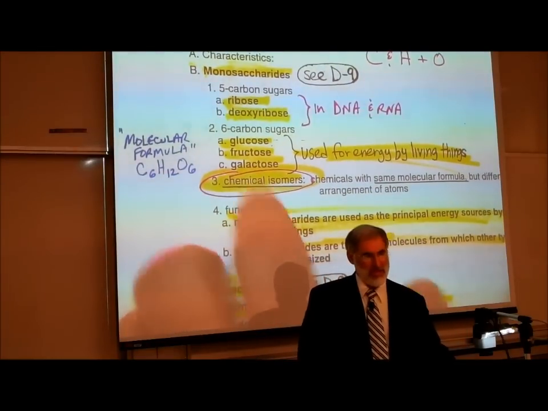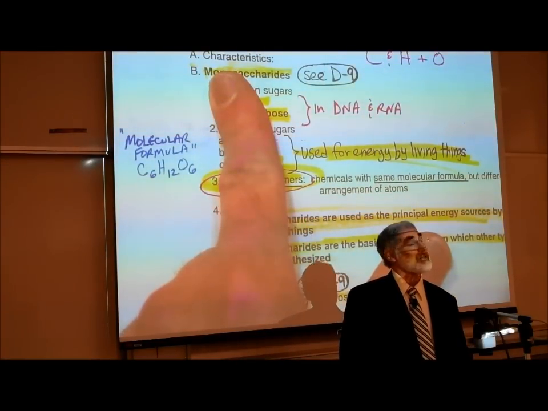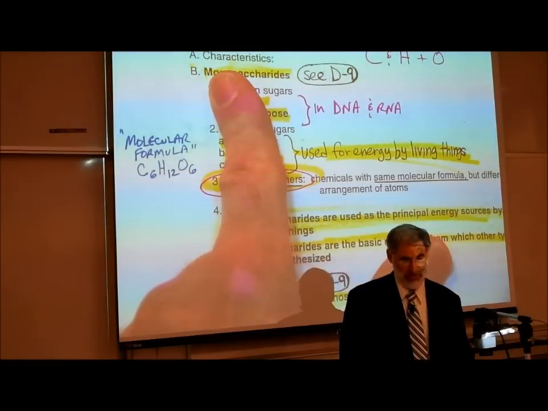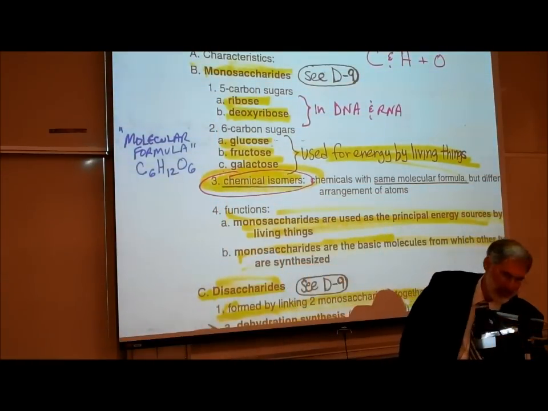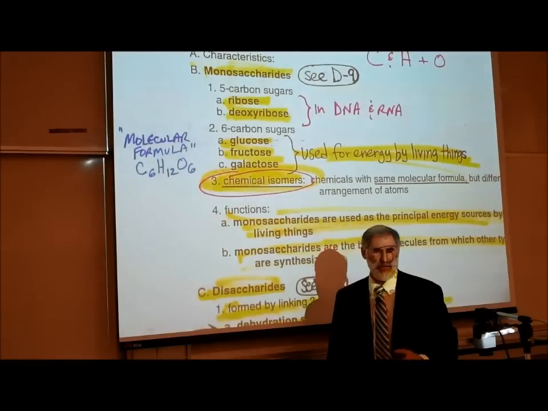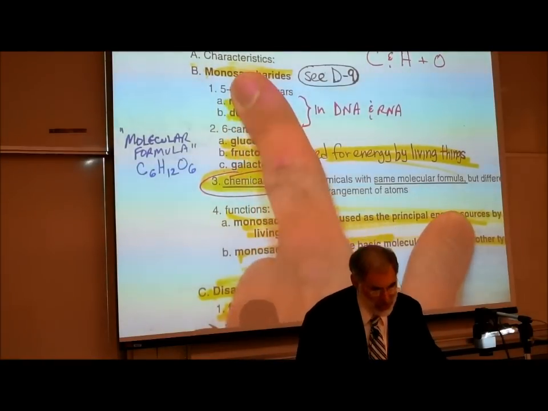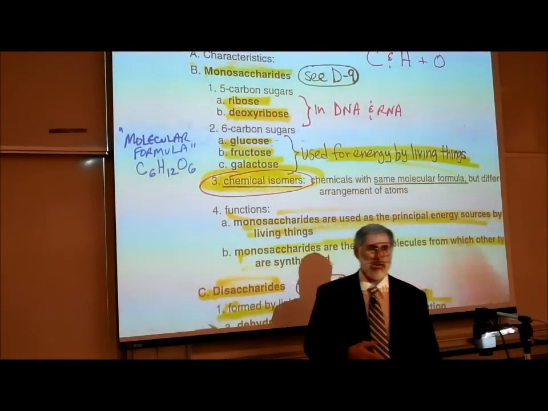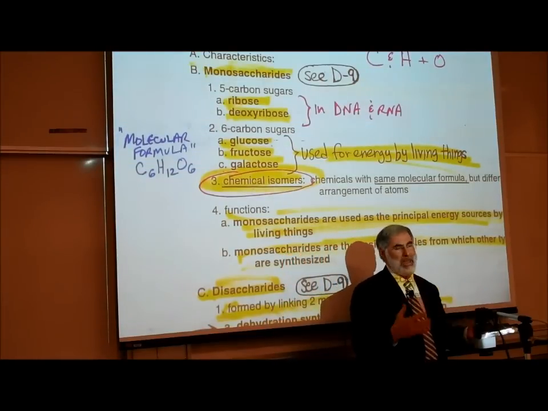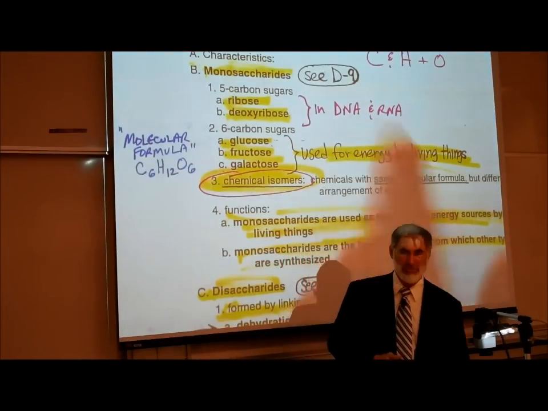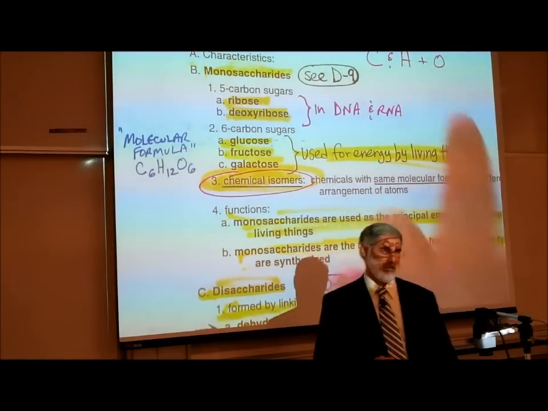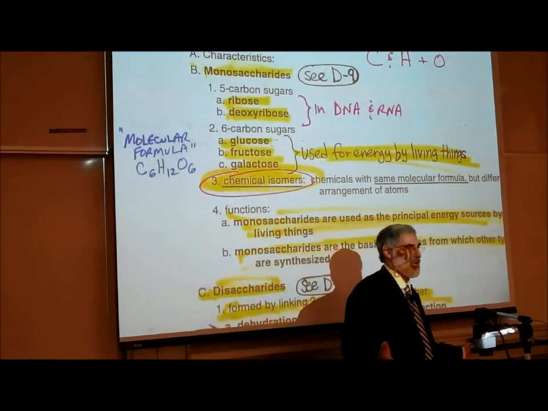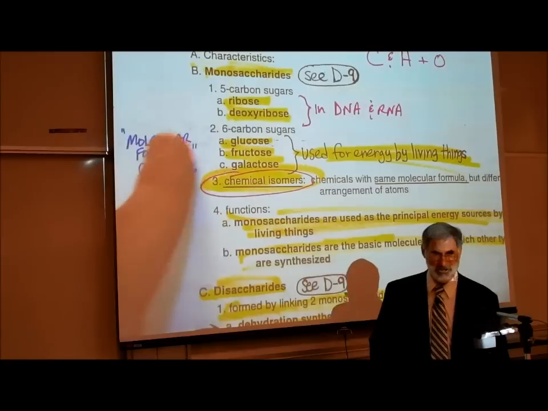So what are carbs? Sugars. Carbohydrates are sugars. Now, we use those terms interchangeably. What kinds of atoms make up sugars or carbohydrates? Carbon, hydrogen, and oxygen. In other words, it's a hydrocarbon compound, but it's got oxygen as well.